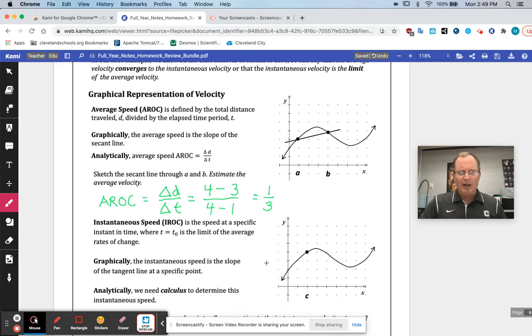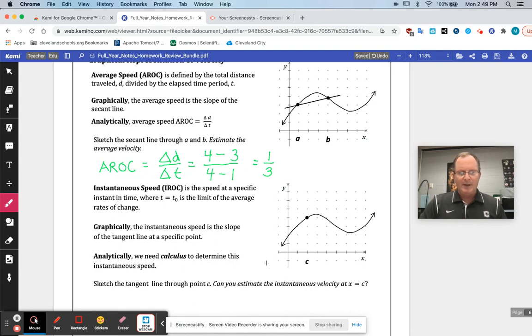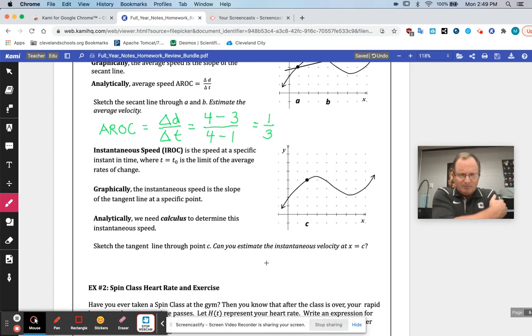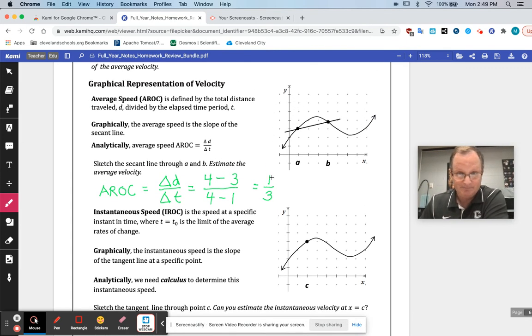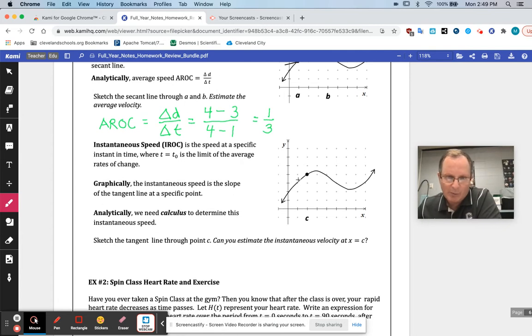All right, we got another one like that. It says instantaneous. So we've got the speed at a specific instant in time where we're making the difference in the times approach zero. So the instantaneous speed is the slope of the tangent line, so not a secant line. By the way, I don't think I spent enough time talking about that. This is a secant line because it hits more than once. A tangent line is one that hits one single time. So we would want this line.